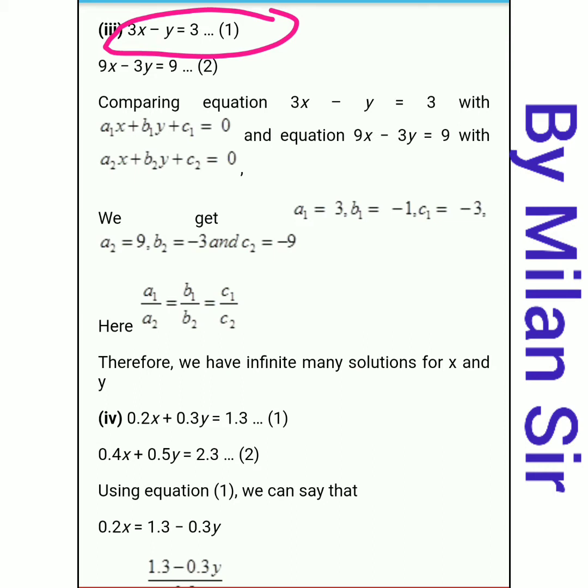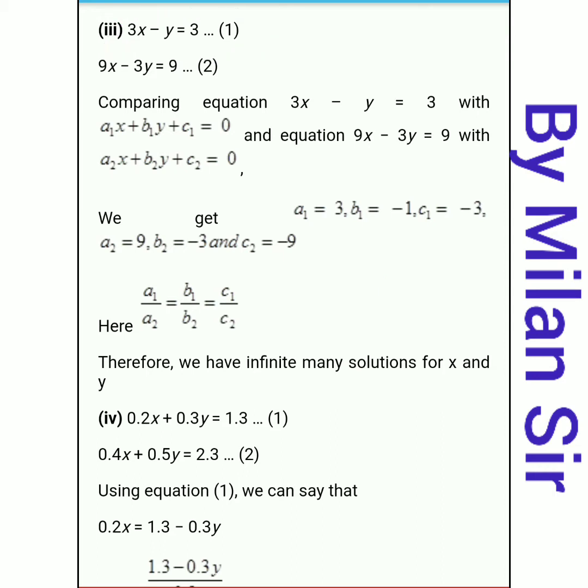That means these two lines are the same line. This is the condition of coincident lines, and for coincident lines, we get infinitely many solutions. So this is one way: if we simplify our second equation, we get equation number 1, so both equations are the same. That means these are coincident lines and we have infinitely many solutions for x and y.